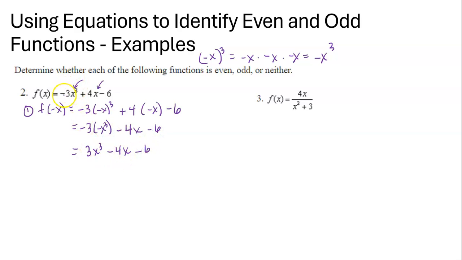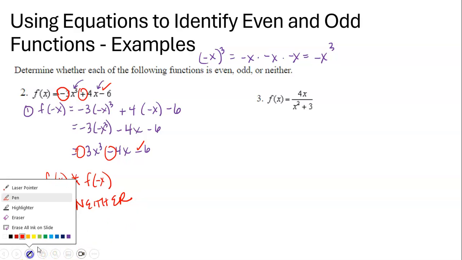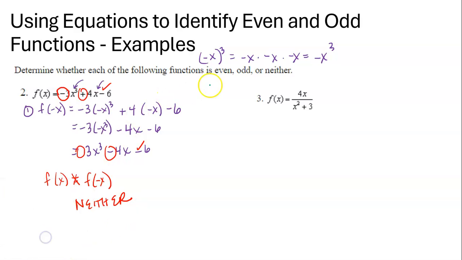So if I look at this, I've changed the signs. I've changed this sign, right? This became positive, and I changed this sign. This became negative. This is the same, okay? So f of x doesn't equal f of negative x, and I didn't flip all of the signs, so this is a neither function. All right, let's keep going.